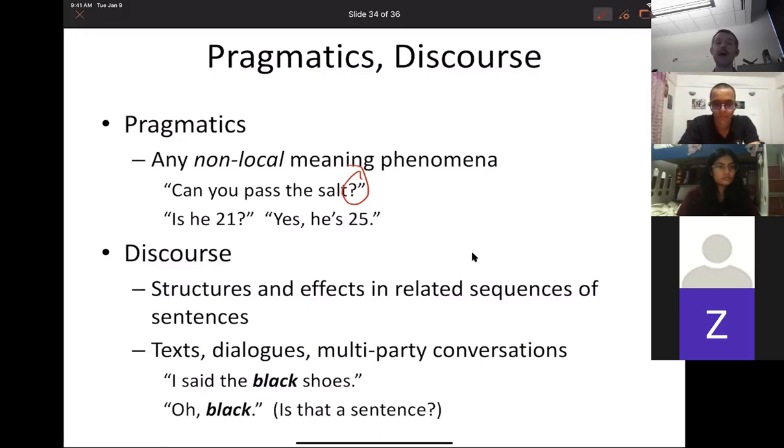So discourse is about what happens above the level of a sentence. And texts, dialogues, multi-party conversations all involve discourse. And they're all difficult. I said the black shoes. Oh, black. So, oh, black seems not like a sentence, but you put it in discourse and it makes sense.